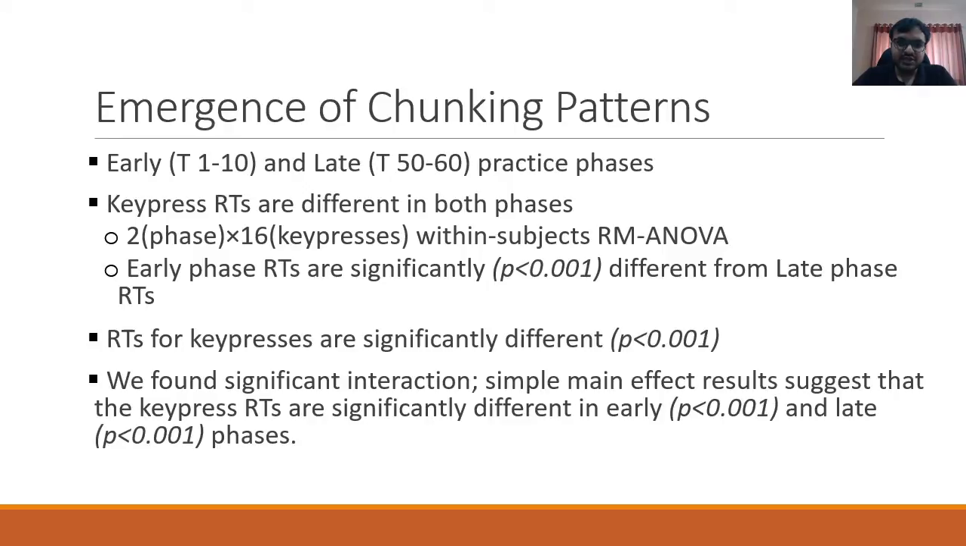We analyze the chunking behavior in GST during early and late phases. The early and late phases correspond to the first and last 10 trials in the task respectively. A 2x16 within-subjects repeated measures ANOVA reveals that the key press RTs are different in both the phases. Early phase RTs are significantly higher than the late phase RTs. We also found that the RTs across key presses are significantly different.